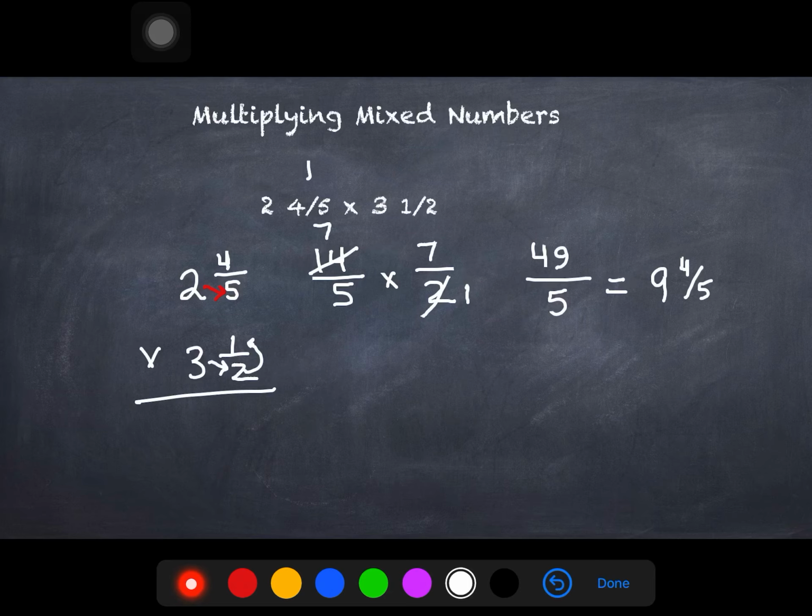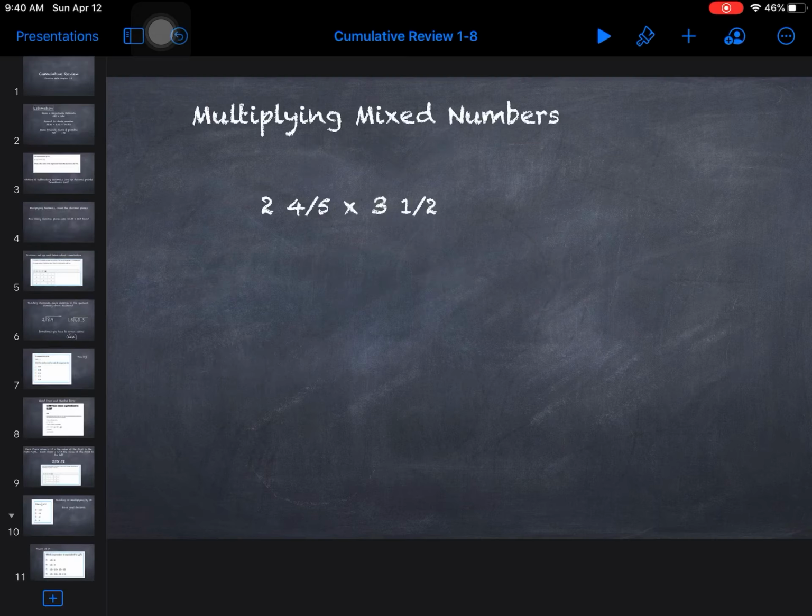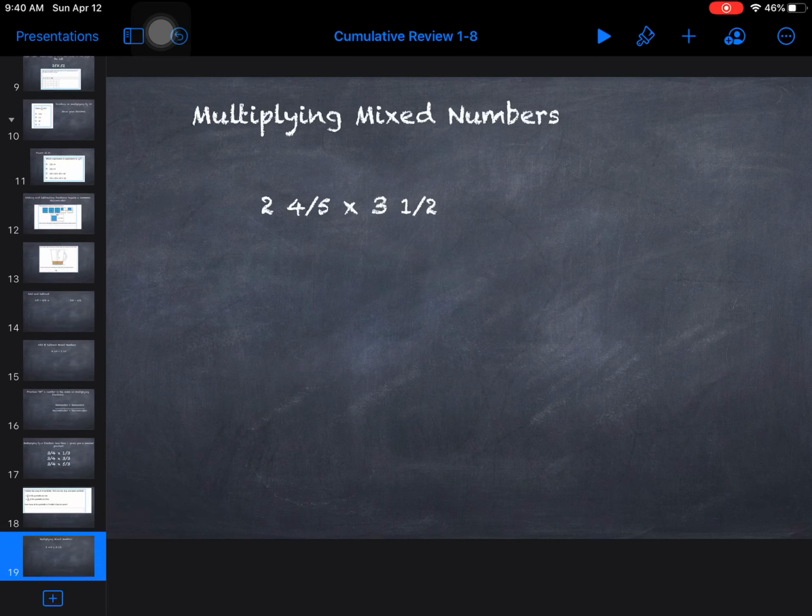9 and 4/5. And that makes sense to me because of my estimate. 2 and 4/5 is very close to 3. And 3.5 is very close, if not, it is more than 3. So 3 times 3 is 9. My answer should be more than 9. So it works. It makes sense.